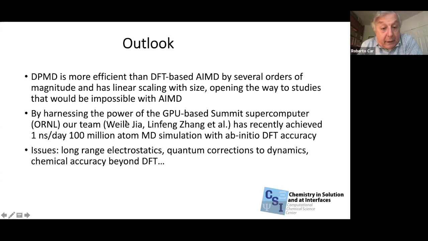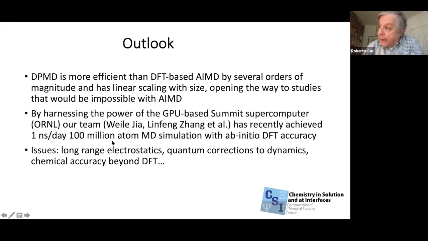I also want to mention here that recently our team, and particularly in this case Weile Jia, a postdoc at UC Berkeley in the group of Lin Lin and Lin Fong, have very efficiently optimized the DPMD code to run on the Summit supercomputer, achieving a performance in molecular dynamics simulation of 1 nanosecond per day for a system containing more than 100 million atoms, while retaining ab initio accuracy. So that means there is a realm of studies that could be done only with empirical potentials, but become possible with this kind of simulation.